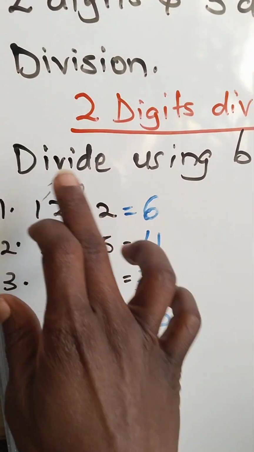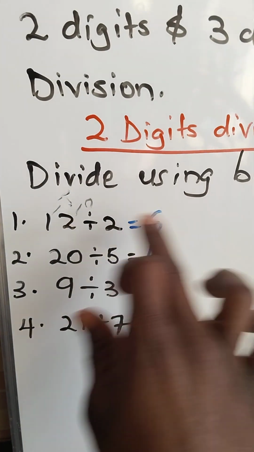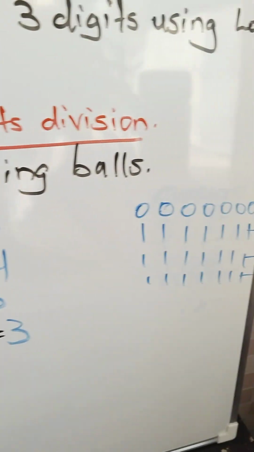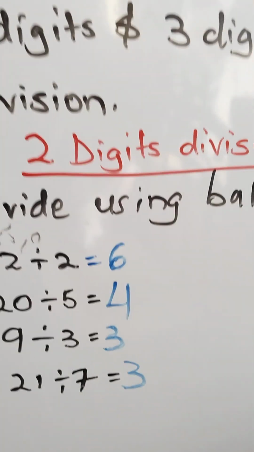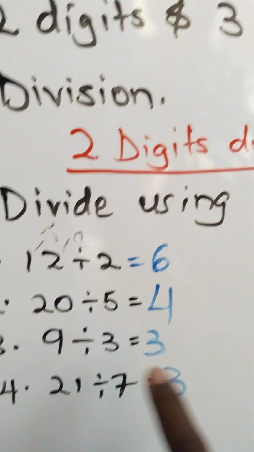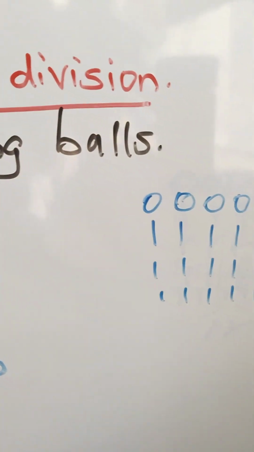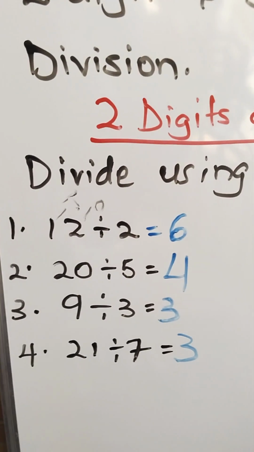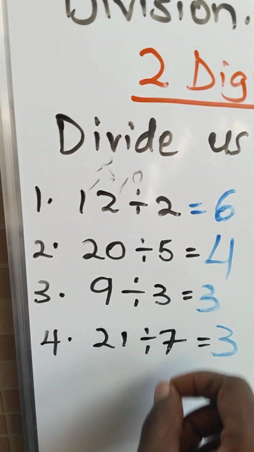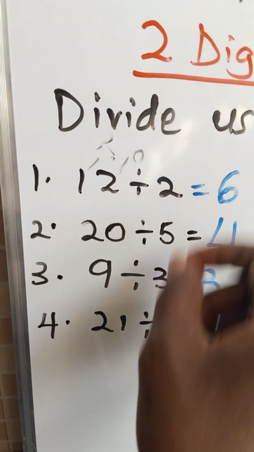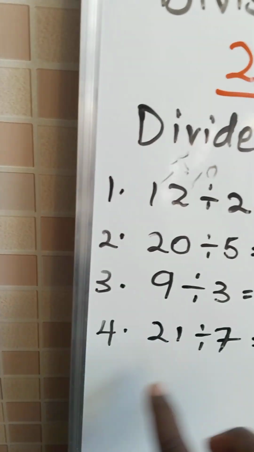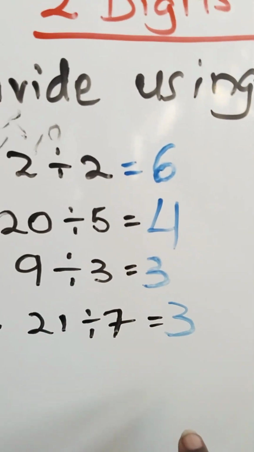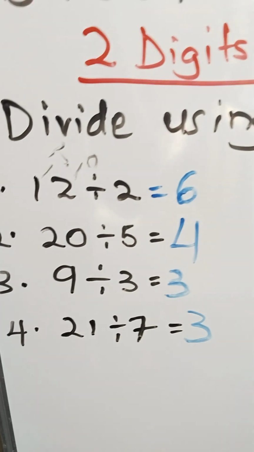So anytime you see a 2-digit number or a 1-digit number, just divide it the way we did it here. Just use balls. Just go to the other side of your paper and draw the balls, take the number they have told you to divide by, and divide with the number of balls they want you to divide. You will be able to get your answer, like we got the answer here.